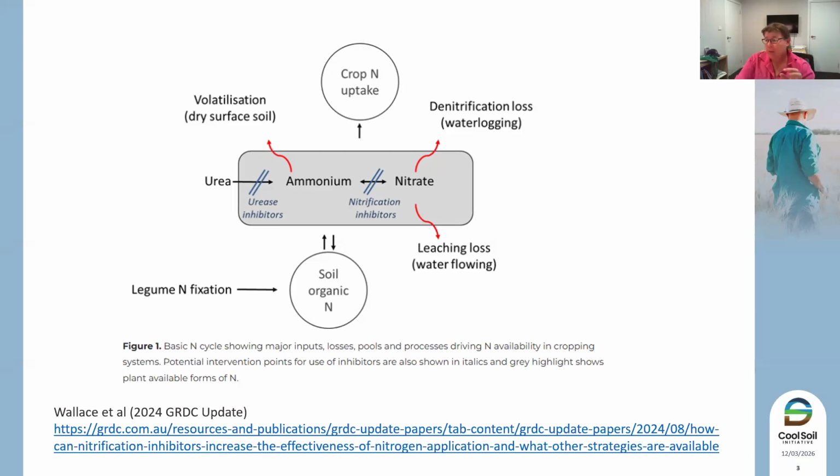it's more stable. Once that moves through to nitrate, that's when we're at risk of denitrification loss, if we're in waterlogged, warm wet conditions, for example, or we're at risk of leaching under high water events.